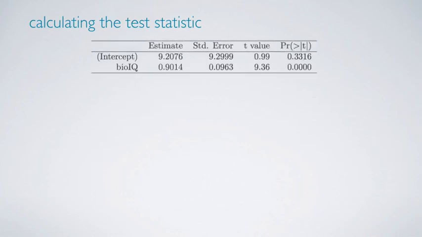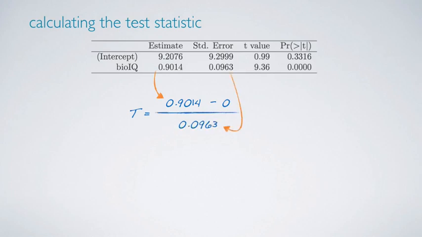For calculating the test statistic, we're actually going to make use of the regression output and then show you that we didn't have to do any hand calculations at all. So the t-statistic, we said, is our point estimate, so that is 0.9014 for the point estimate for the slope, minus 0, the null value, divided by the standard error of the point estimate, and we can simply grab that from the regression output as well.